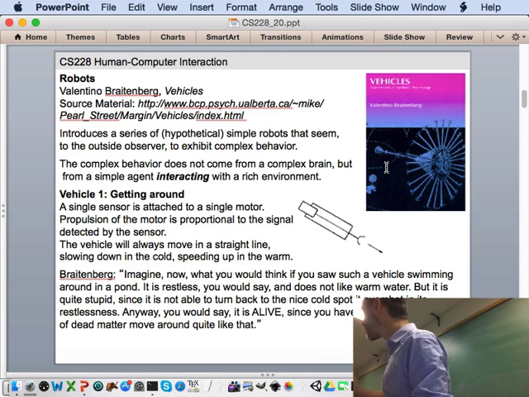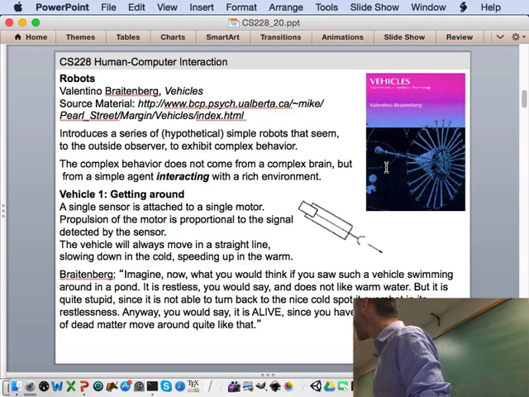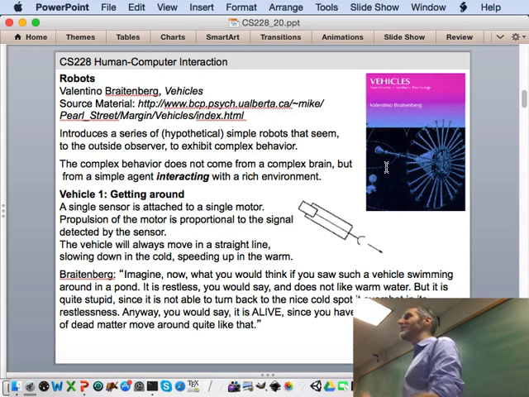And Breitenberg describes Vehicle 1 as, imagine that you were to see this thing and it was swimming around, it would do this and do that. And then you move on and you see this other vehicle called Vehicle 2. Vehicle 2 does this, that, and the other. It's basically a story about these increasingly complex vehicles. We'll talk about the vehicles in a moment.